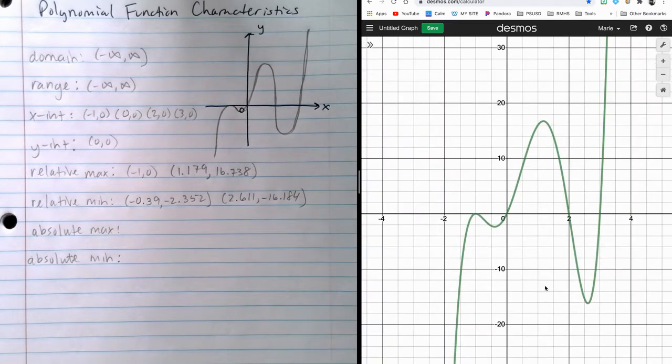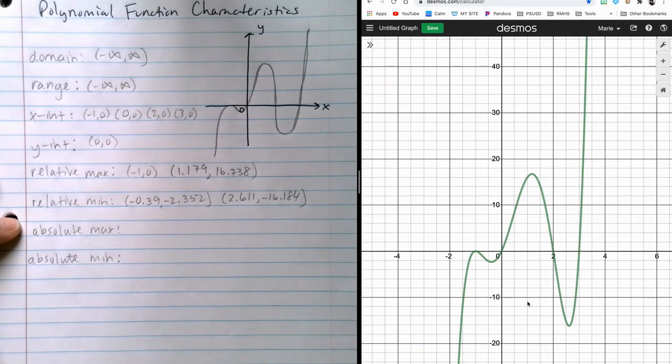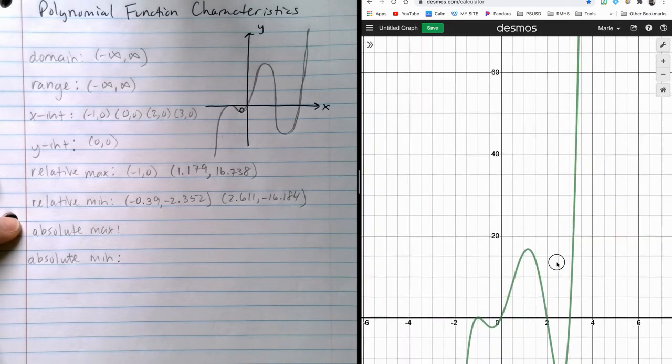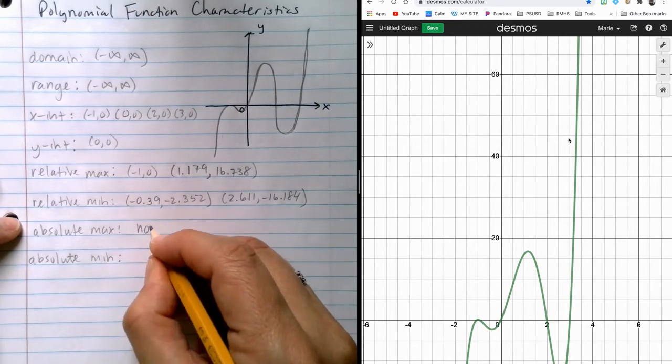All right, so now let's look at our absolute extrema. Is there any absolute maximum possible value here? So is there an absolute highest value? Well, if I look up here, I can see my graph goes forever. So the answer is no, there isn't any.